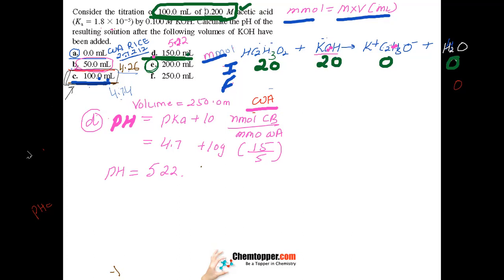Now, can you work out who is the limiting reactant? No limiting. What does it mean? That this is also 0, this is also 0 after the reaction, which means equivalence point. This is the equivalence point, children. This point is equivalence point. And here, how much acetate are you getting? 20. And water is also 20.